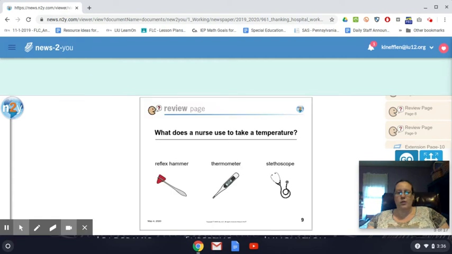What does a nurse use to take a temperature? Do they use a reflex hammer, a thermometer, or a stethoscope? Thermometer. Yes, they use a thermometer.